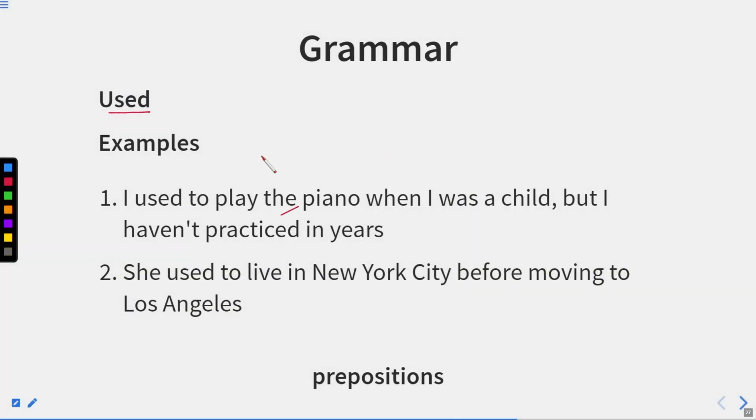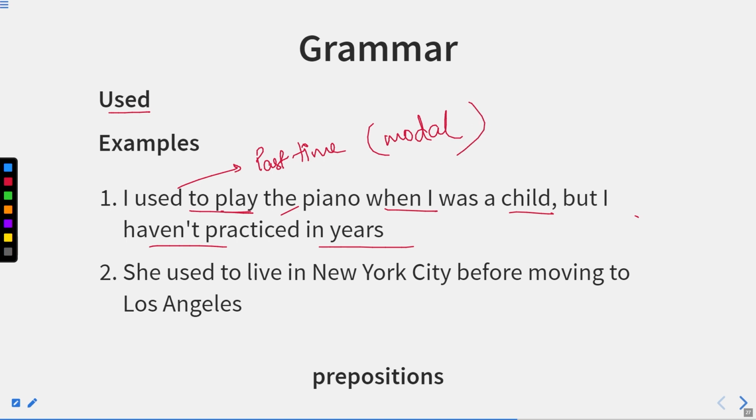So let us get back to the sentence. I used to play the piano when I was a child, but I haven't practiced in years. This shows us the past time. So here it is a modal. You can see play is the first form of verb. She used to live in New York City before moving to Los Angeles. So she used to live, it means it is past. So we are using used to live.